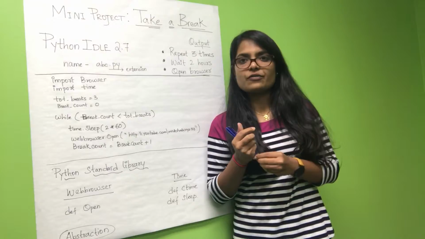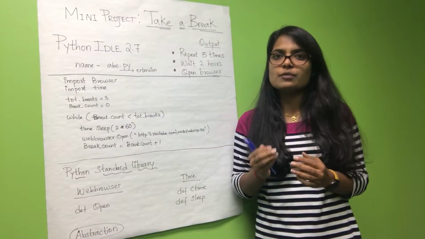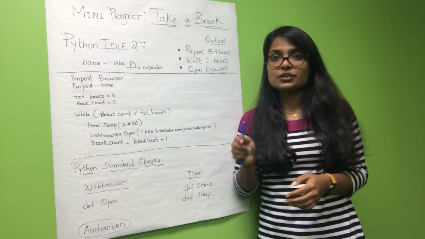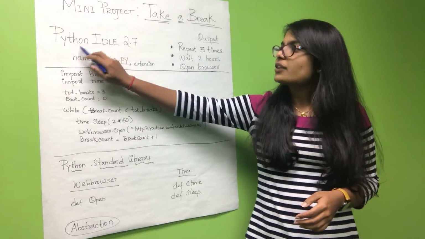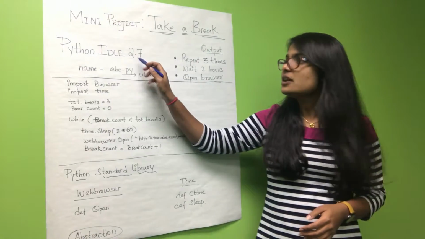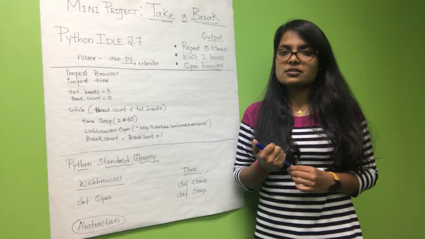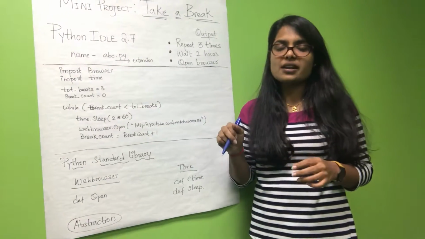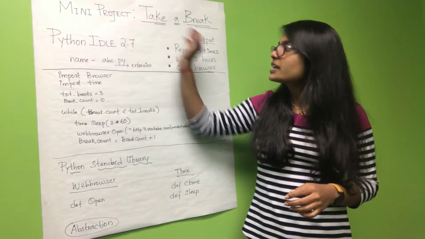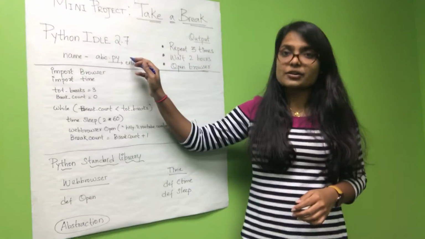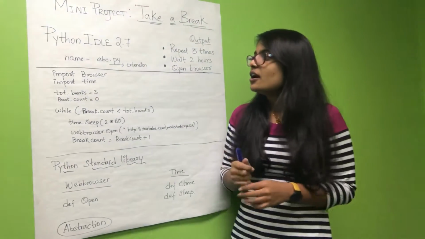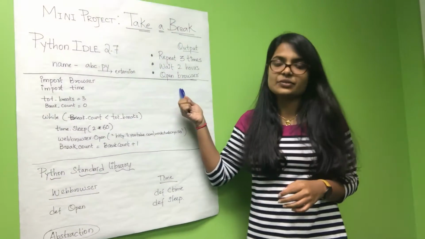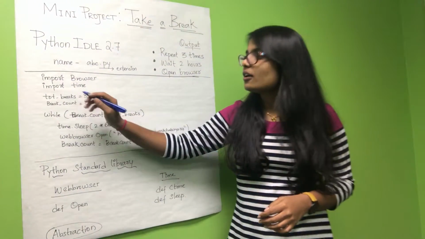First you would want to download Python 2.7, which is the previous version of the latest version 3.0. Python IDLE 2.7 is a Python integrated development environment. Take a notepad and name it take a break project, and the extension for Python should be .py. Let's start writing a small program which accomplishes these three tasks.